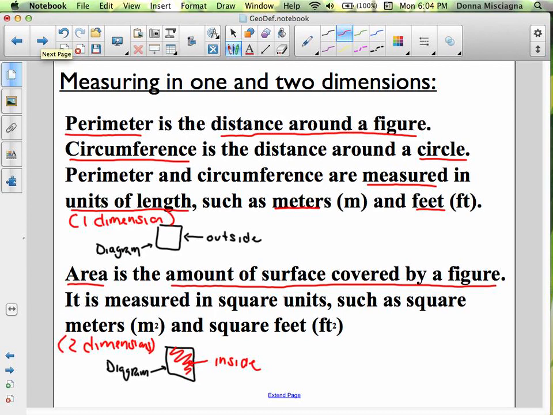For the diagram, you can just draw any kind of polygon and draw a little arrow showing outside. All right, so you're measuring the outside, the distance around. No naming or symbol on this one.